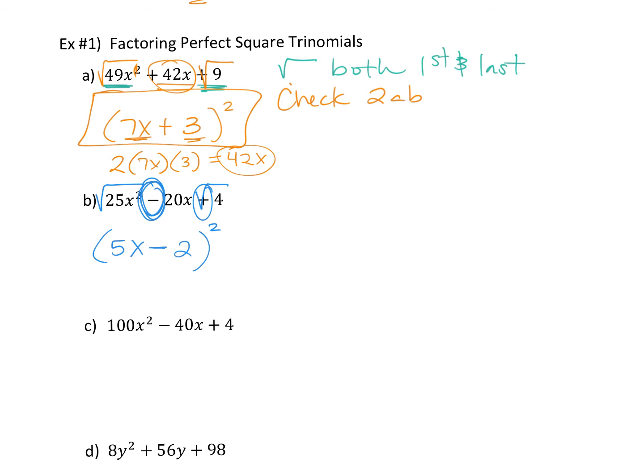Now check it. Is 2 times 5x times 2, or negative 2, equal to a negative 20x? Well, 10 times a negative 2 is negative 20 times x. It works out to that same value. So that's how we know that that is our answer. Okay, so this is just us checking our answer. Nine times out of 10, it works out.